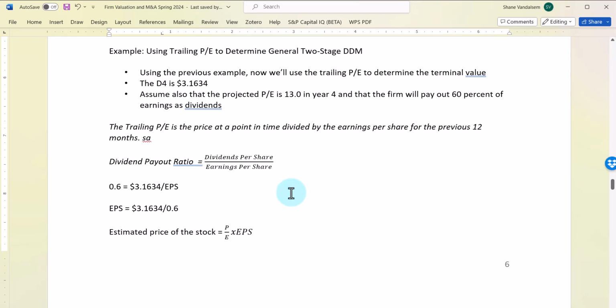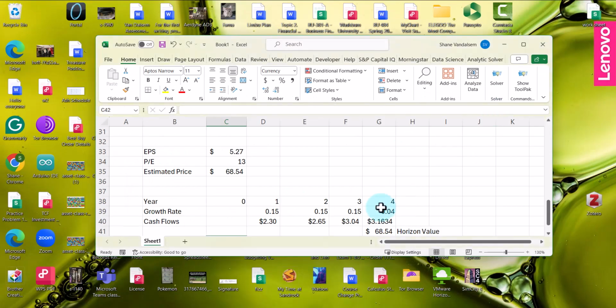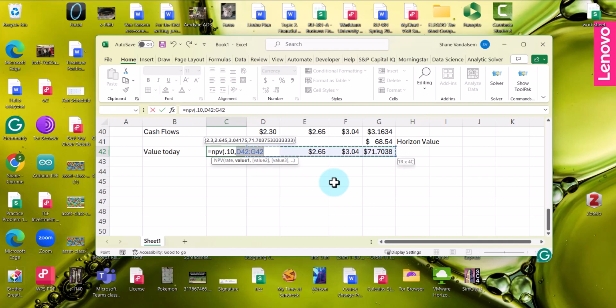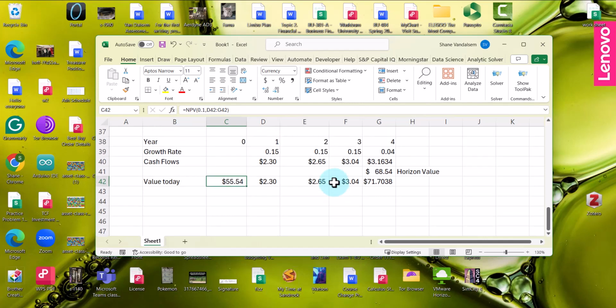And our required rate of return for this stock was 10%. So I'm going to put in here equals NPV. My rate is 10%. And then I'm going to highlight my cash flows to get a value of $55.54. Okay.